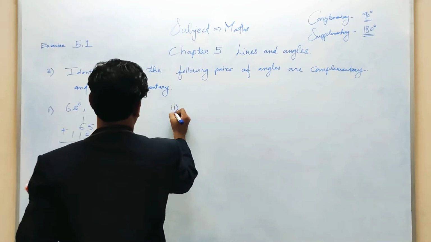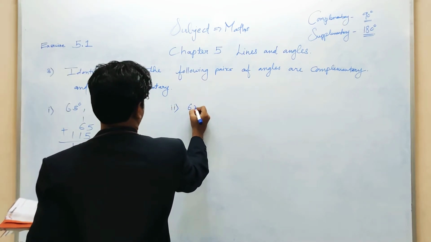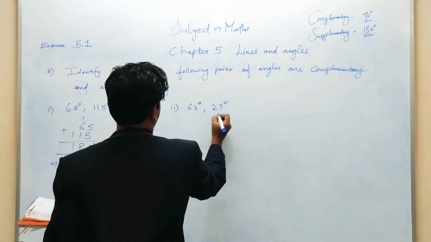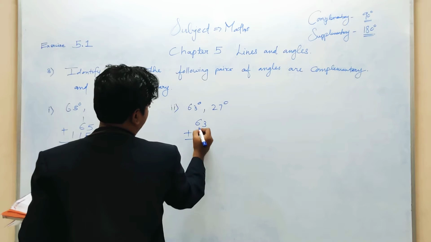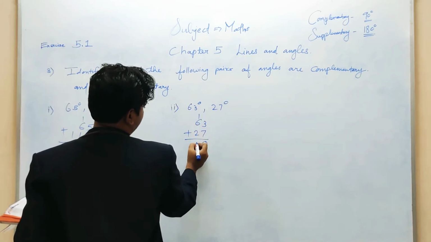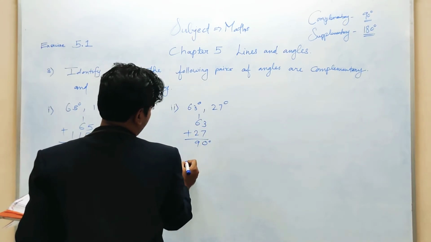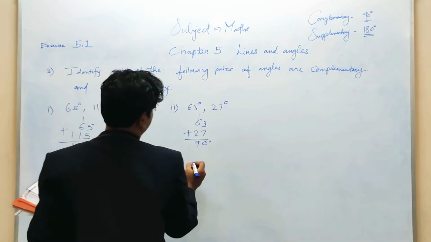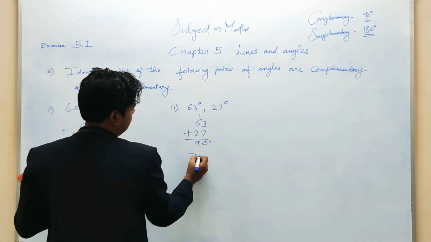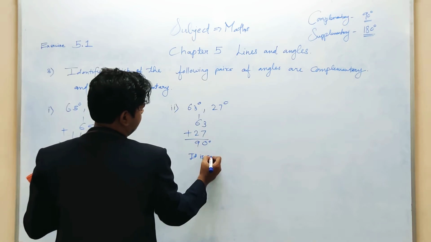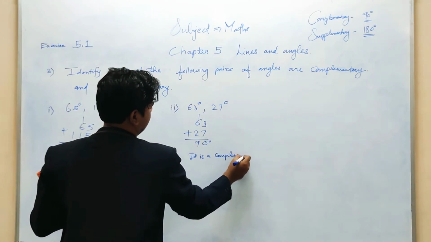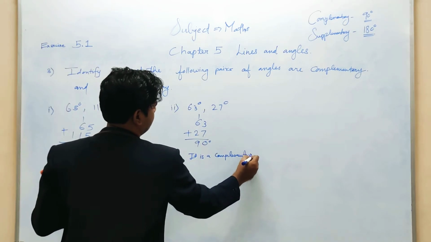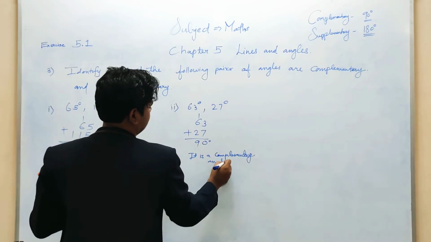Second one, 63 degree comma 27 degree. Let us add this, 63 plus 27. This will become 10, 1 plus 6 is 7, plus 2 is 9, 90 degree. Okay, so we can say that it is a complementary angle.